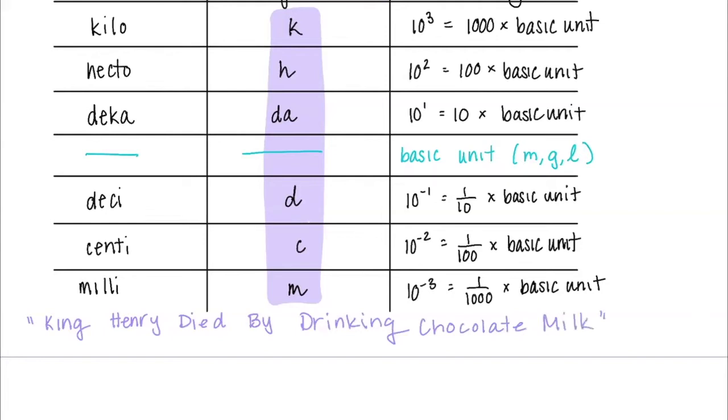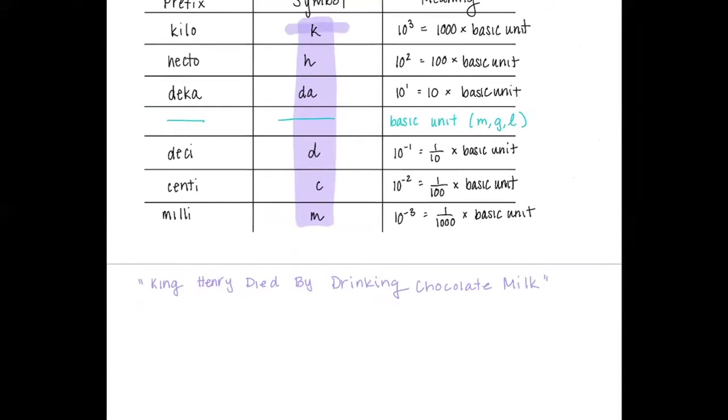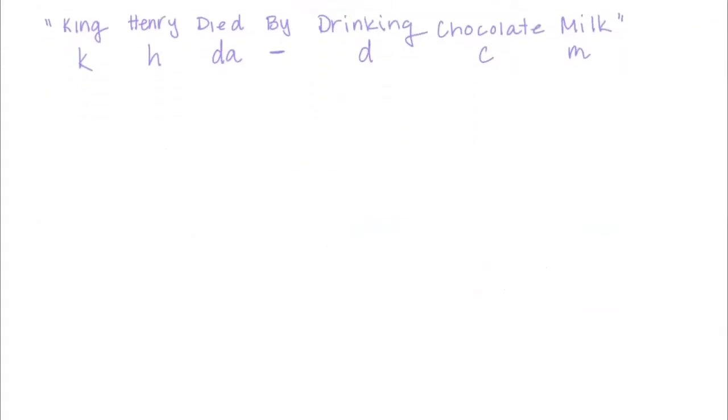Okay. And so let me move this to the next page, but I will explain what that means. If you look at that order, King Henry died by, for the basic, drinking chocolate milk. So it tells you exactly the order these letters appear in. So King Henry died by, that's our basic, drinking chocolate milk. If you can remember this order, this is going to tell you exactly how to change units in the metric system. Everything is powers of 10, so you're really just moving the decimal left or right.